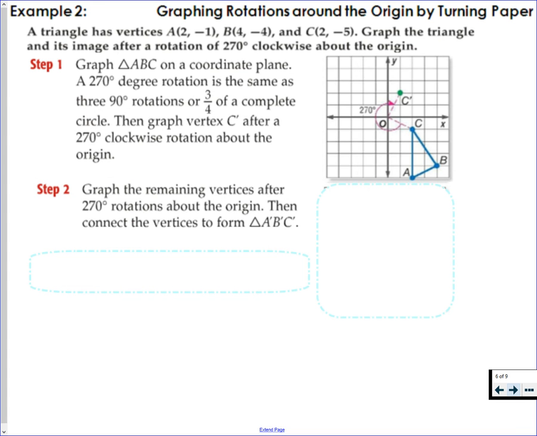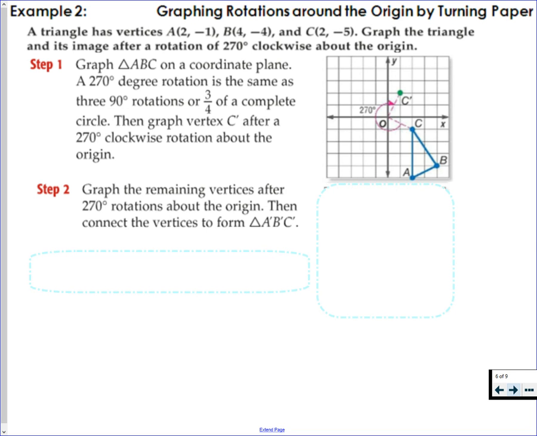Okay, so we're going to do this one by turning a paper. I can't switch to my document camera to show you this, but you have your paper in front of you. I did find a way that I think is going to work here pretty well. So I want to rotate 270 degrees clockwise or 90 degrees counterclockwise, right?